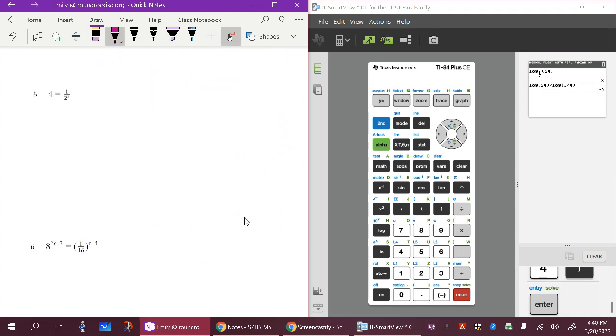Okay. Number 5 here is kind of interesting because we have our exponential part on the bottom of a fraction. So for one like this, we're just going to multiply both sides by 2 to the x.